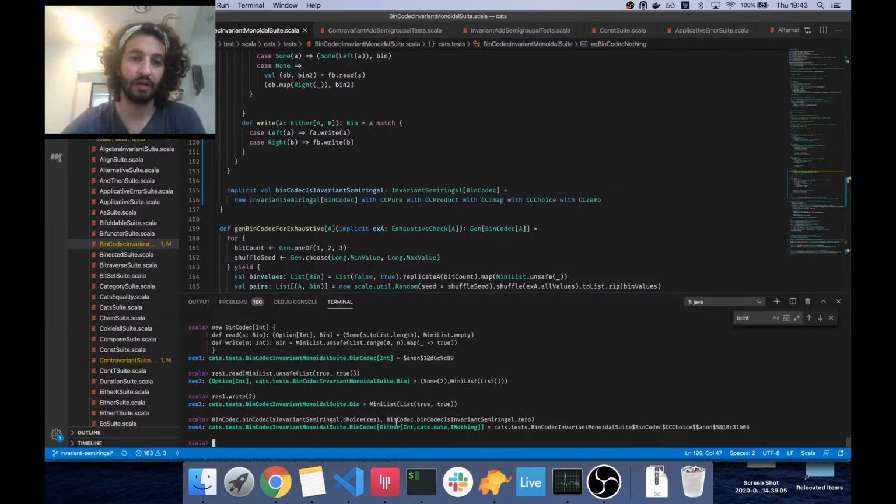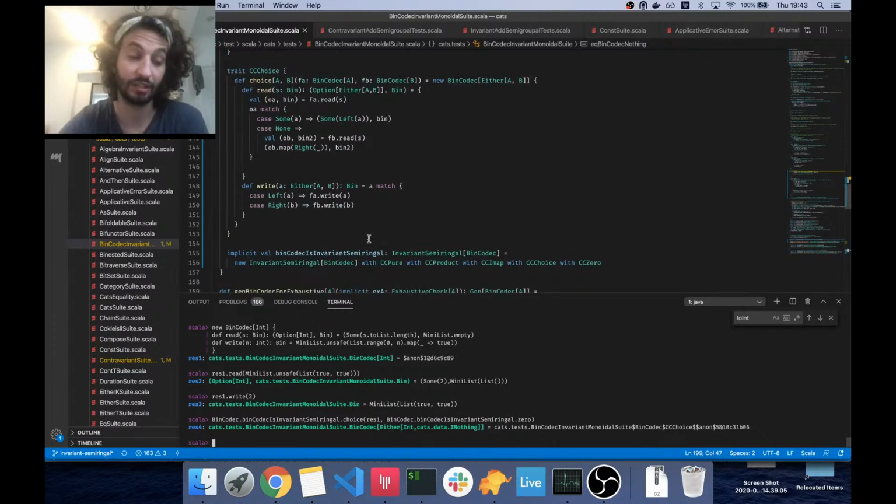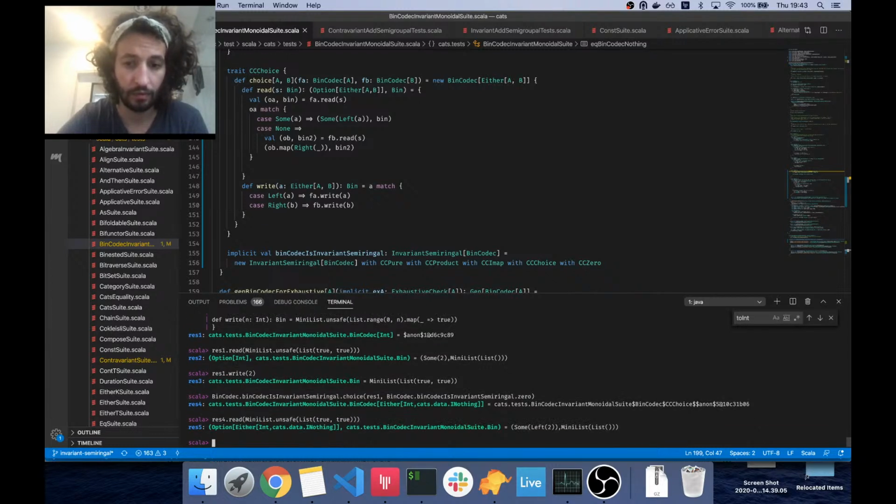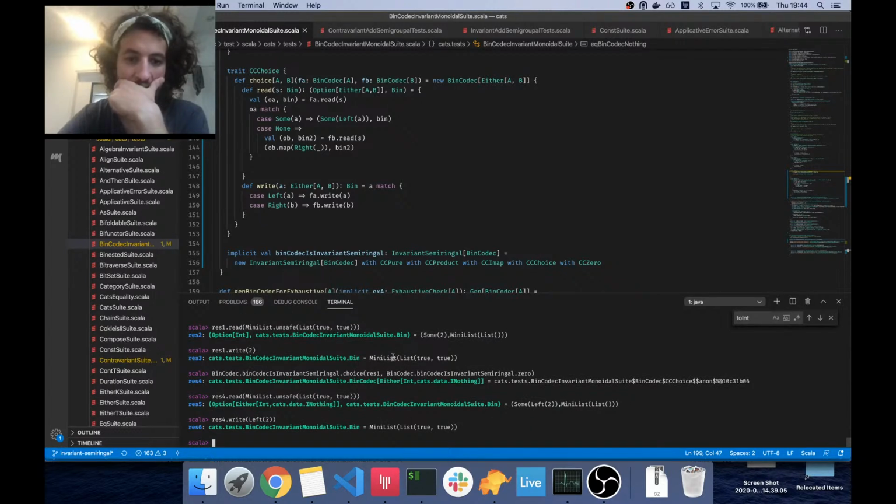And now this codec, because we use it with 0, should be the same as res1, right? Isomorphic at least. So when we call res4.read with the same argument, it should give us something isomorphic. Sum left 2 mini list. Yeah, so the read part is fine. So let's figure out the write part. If we write with a left of 2, what happens? It should just write that. Yeah, that's the same.